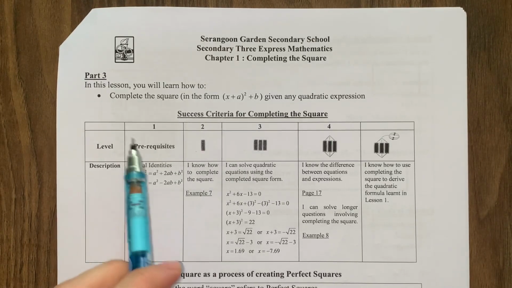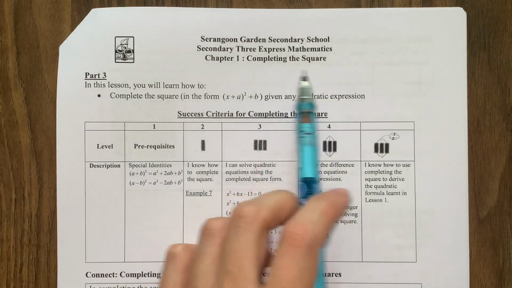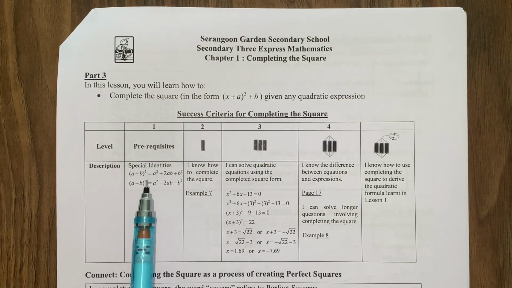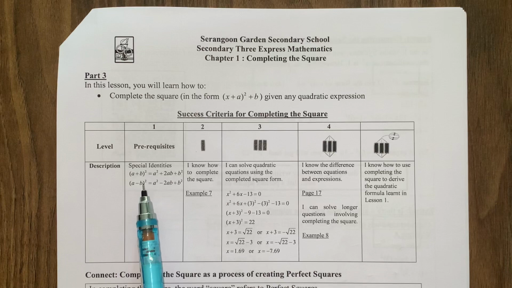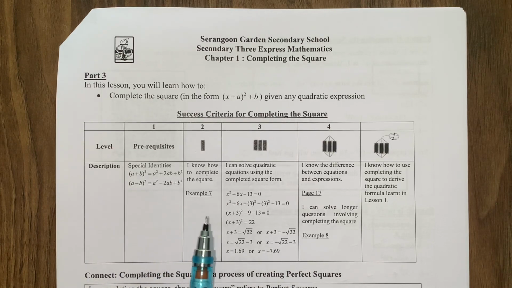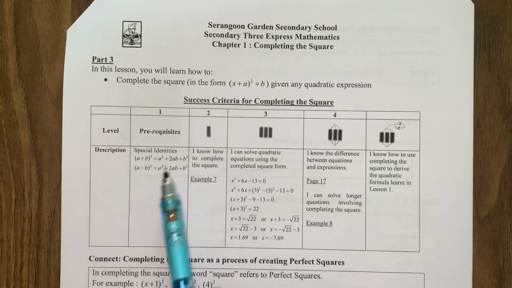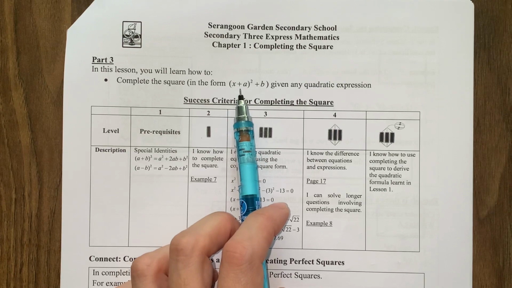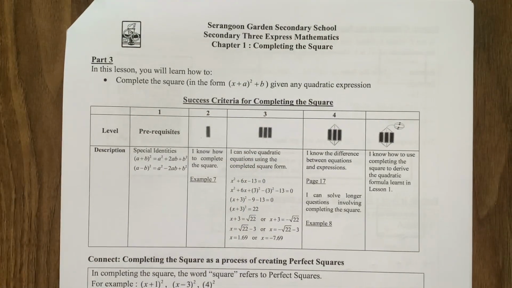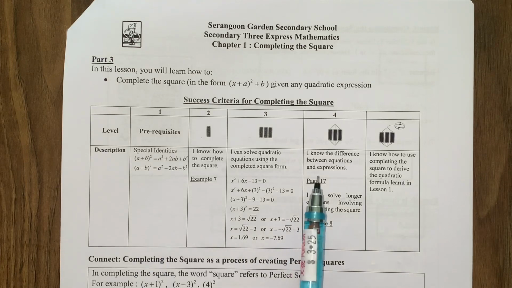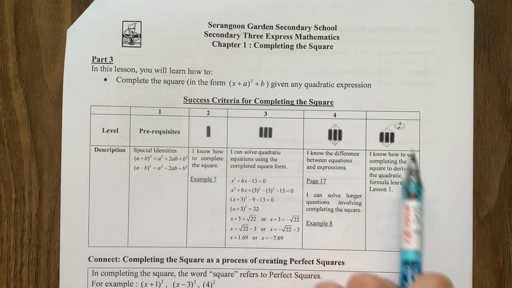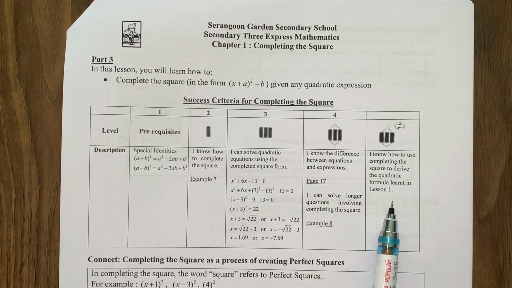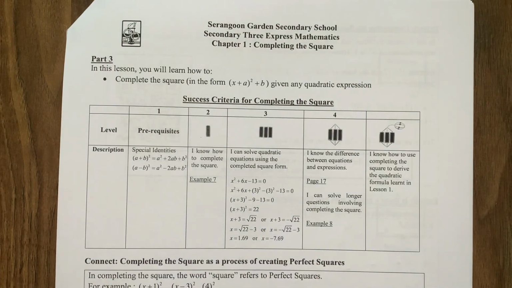So this will be the third part of chapter 1, completing the square. The prerequisites to doing this: you must know the special identities that you learned in Sec 2. This one you must know. And for completing the square, you basically need to create a bracket square at some point from some expressions. We'll dive into it later. Eventually you also need to learn how to solve equations using completing the square, and then for something more extreme, you can learn how to derive the quadratic formula that you learned in the first part. Actually, it comes from completing the square.